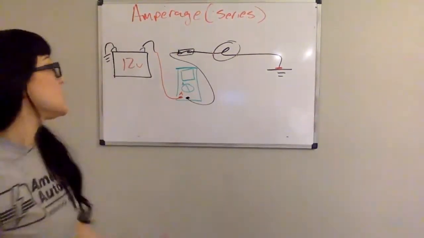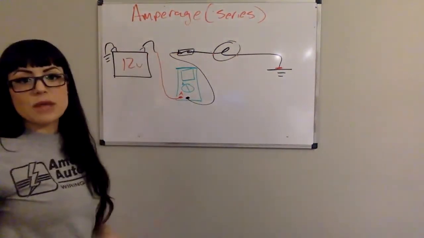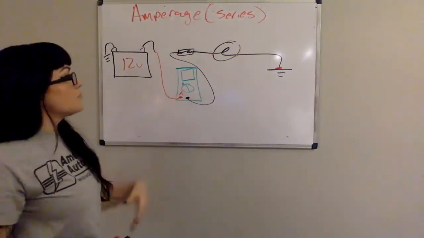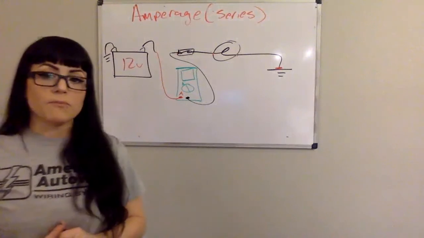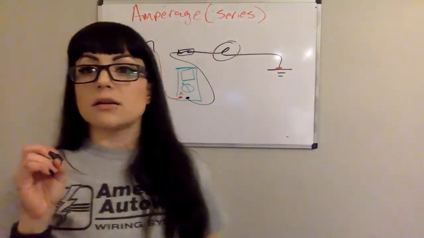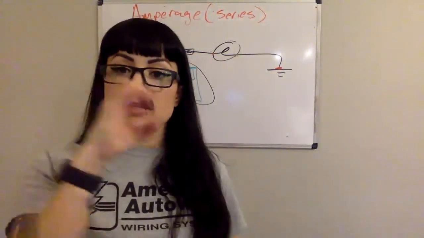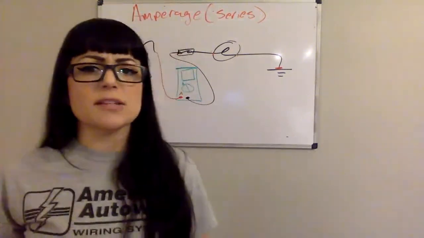What I like to use is a fuse jumper lead in here that is rated lower than my meter, maybe 7.5 or 10, depending on what your meter is rated at. But you want to be careful. They do make ammeters called amp clamps, and it just wraps around a wire. Some are more sensitive than others.